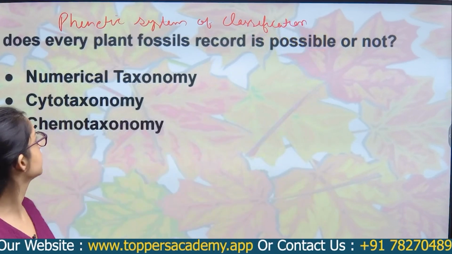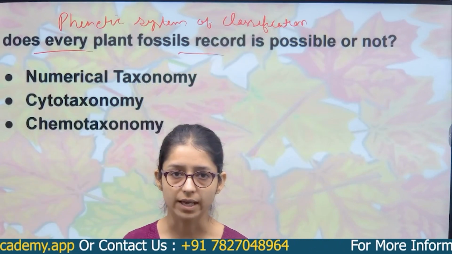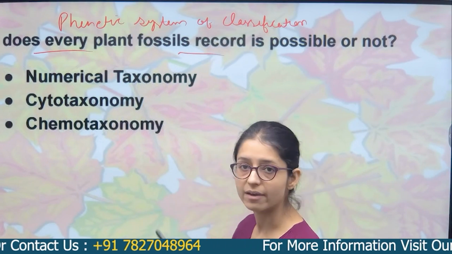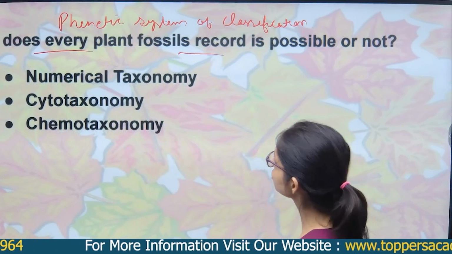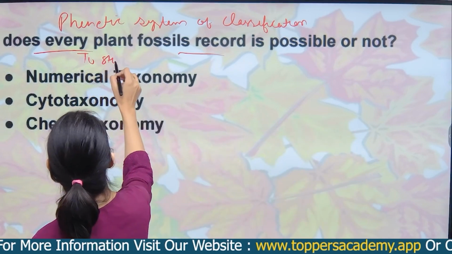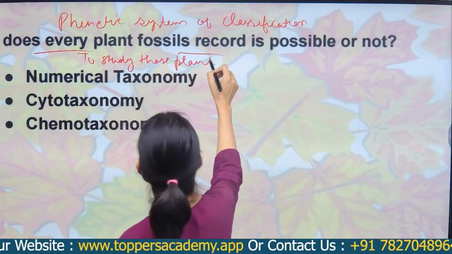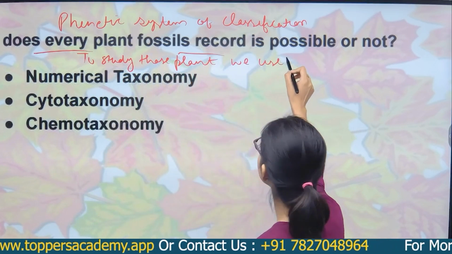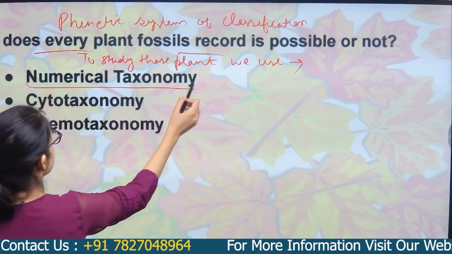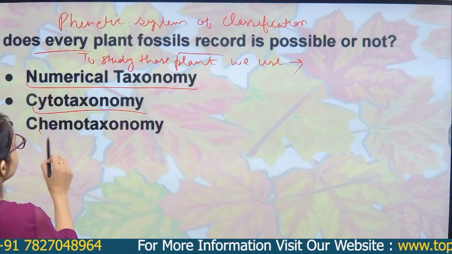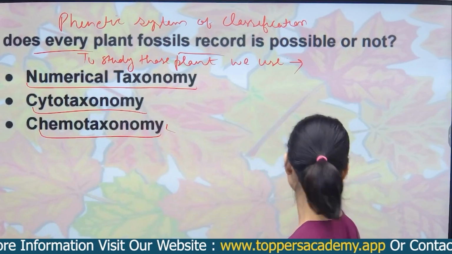There is a question: is it possible to record the fossil of every plant? No, it is not possible. To study those plants, we use three kinds of phonetic system: first is numerical taxonomy, then cytotaxonomy, and chemotaxonomy. We will discuss these three in detail.